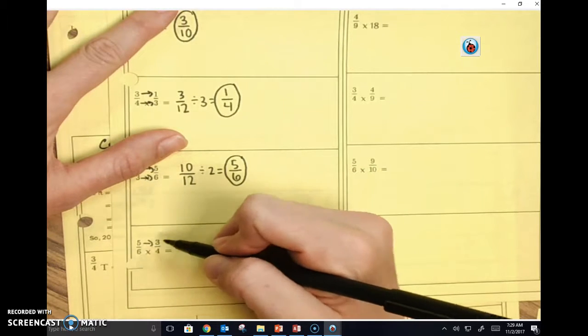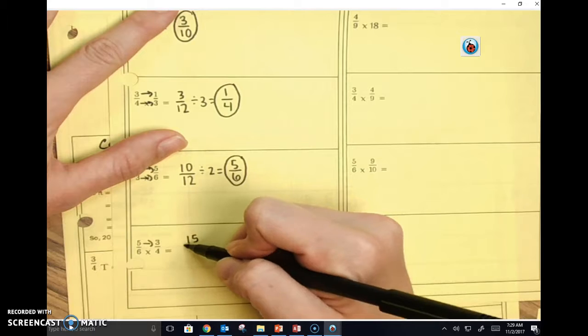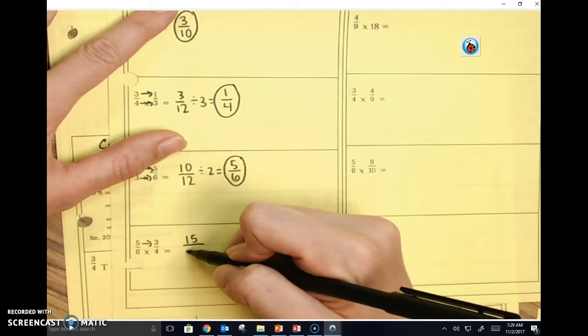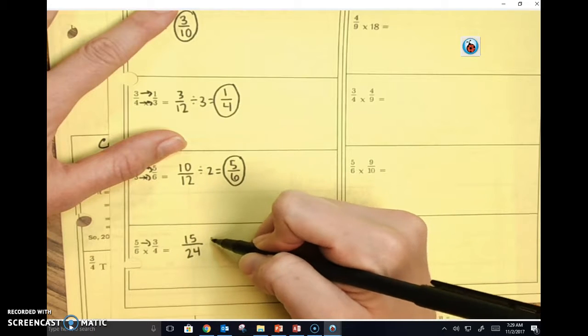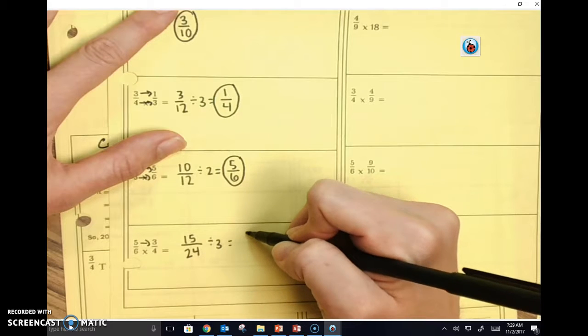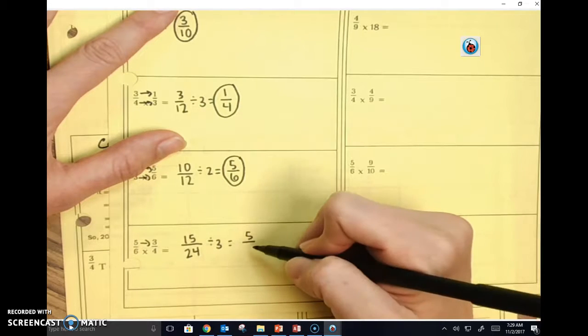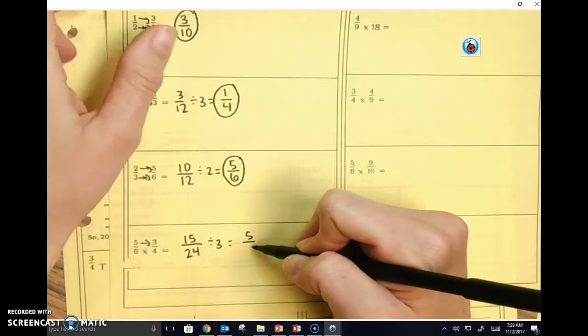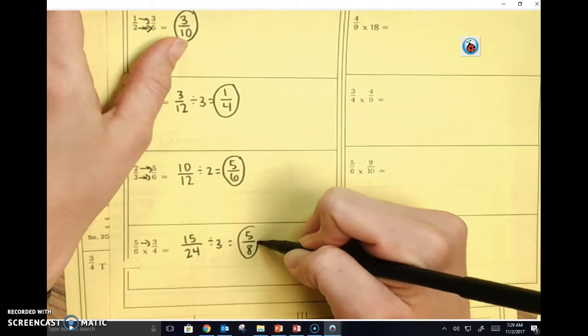We're going to multiply the numerators. We'll get 15, because 5 times 3 is 15. And then multiply the denominators. 6 times 4 is 24. And they have a 3 in common, so we're going to simplify by 3. 15 divided by 3 is 5. And 24 divided by 3 is 8. So we have 5/8 as our answer.